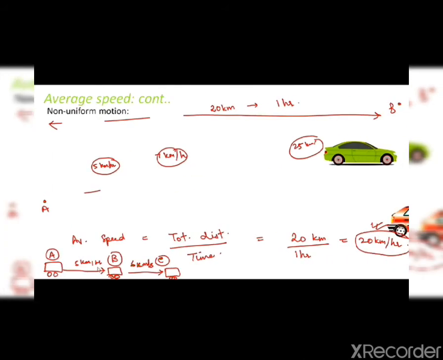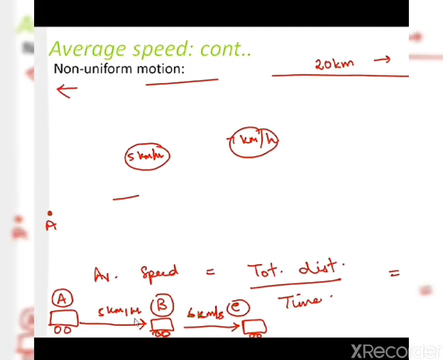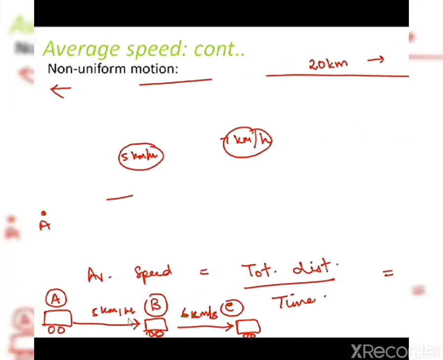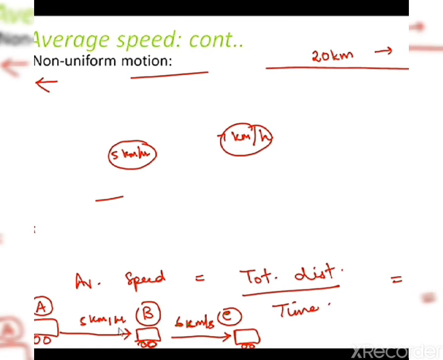Sometimes people make these kinds of mistakes. Let's suppose there is a car and it starts from say point A and it goes to point B and then goes to point C. Now when the car goes from A to B, the average speed of the car was 5 kilometers per hour, and when it goes from B to C, the average speed of the car was 6 kilometers per hour. Now, what is the average speed for the entire journey from A to C? Sometimes people think that the average speed from A to C is 5 plus 6, and you will get 11 kilometers per hour. But that is not the case.